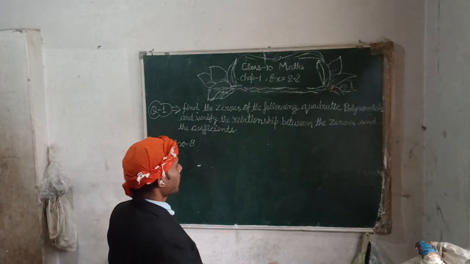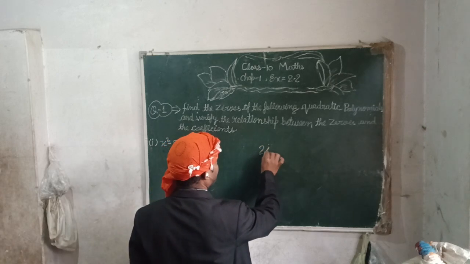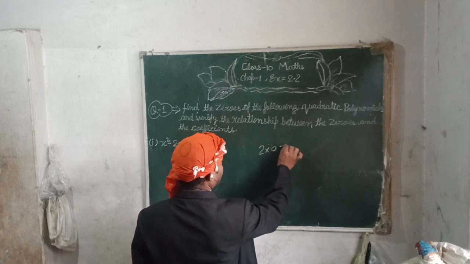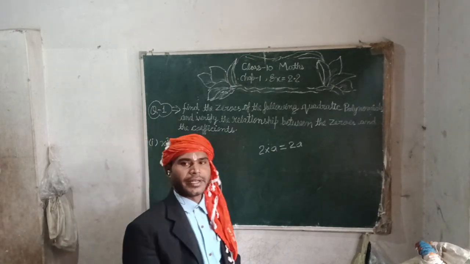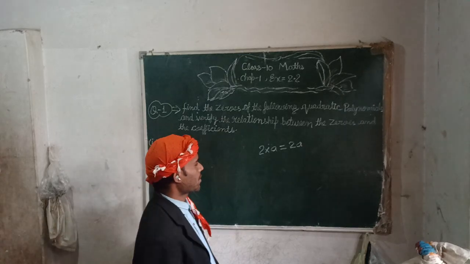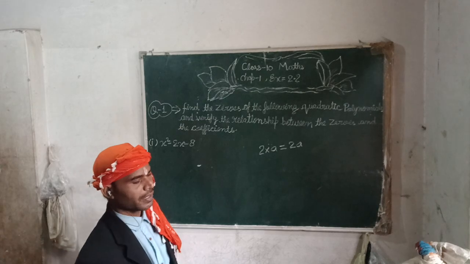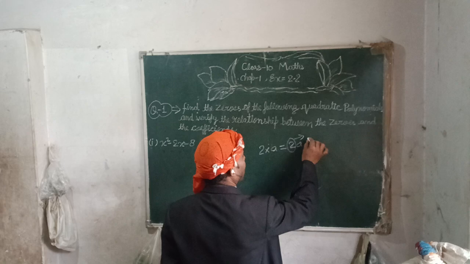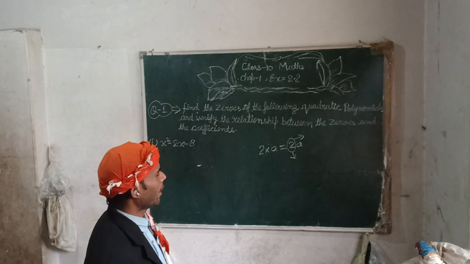Okay, my dear students, do you know what a coefficient is? Any alphabet in a multiplication relation with a digit. Suppose 2 into a is your 2a. Any digit and any alphabet in a relation of multiplication, that digit is your coefficient. Suppose 2 and a are in a relationship.